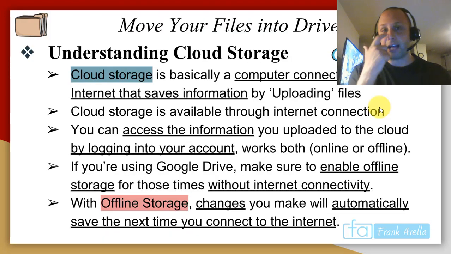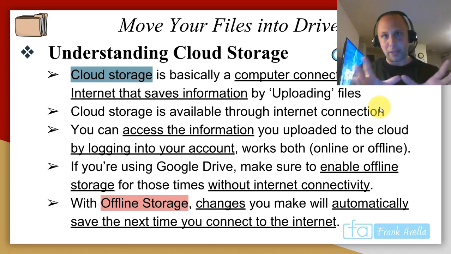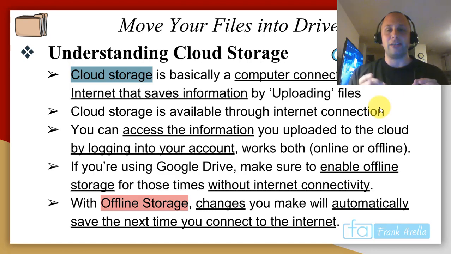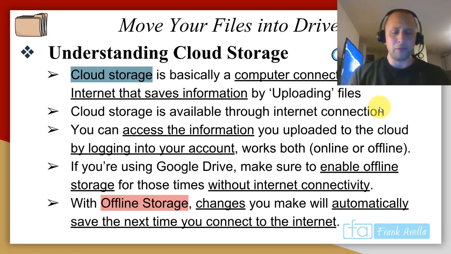Okay, understanding cloud storage. Here's cloud storage. It's basically a computer connected to the internet that saves information by uploading files. So your information is stored in the internet, basically. Cloud storage is available through internet connection, and you can access this information whenever you upload a file into the cloud. So, for example, if I have a Word document, I can upload it to my Google Drive, and wherever I go, if I log onto my Google Drive, there it is.